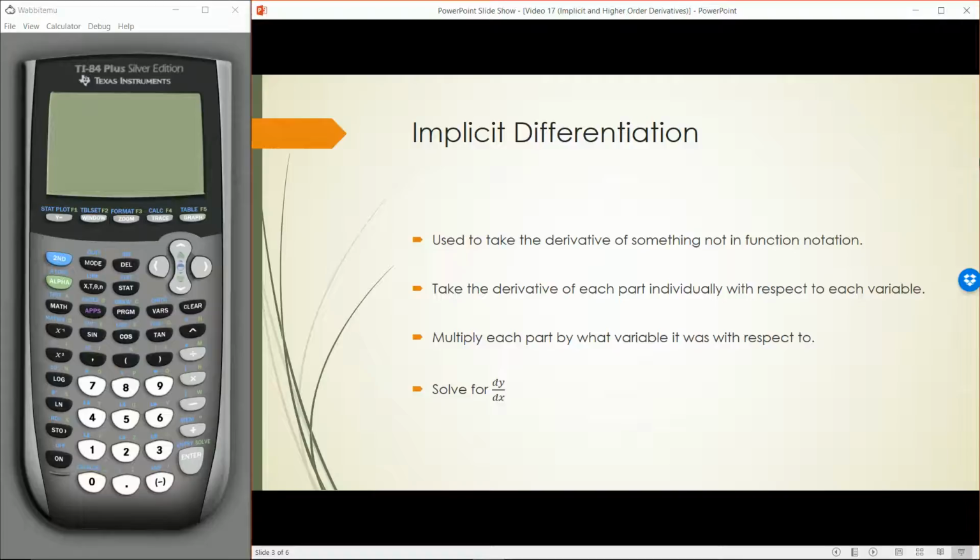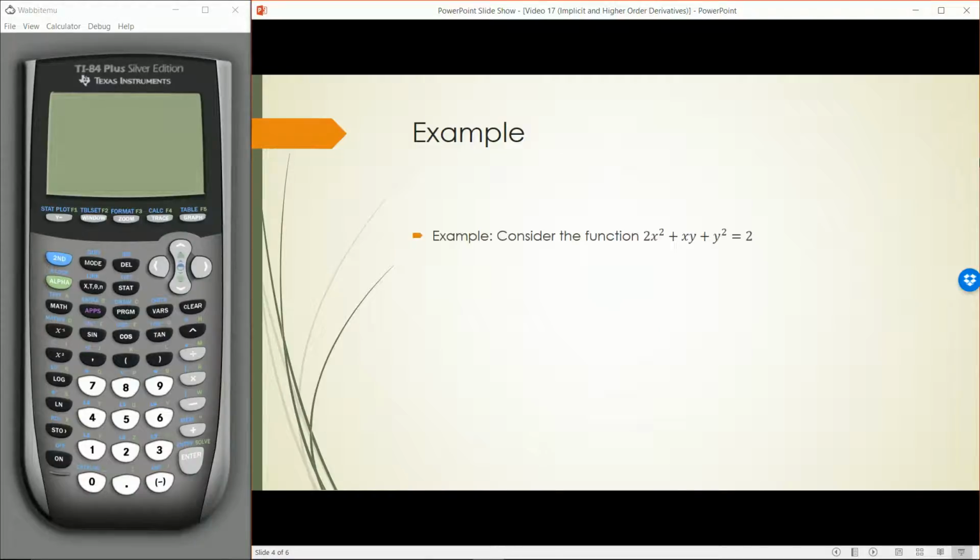So this is going to end up showing you your final function. So let's take a look at an example. We have this function, 2x squared plus xy plus y squared equals 2. Now, slight issue, this is not actually a function because it would not pass the vertical line test.